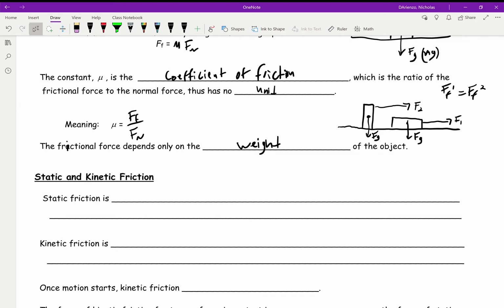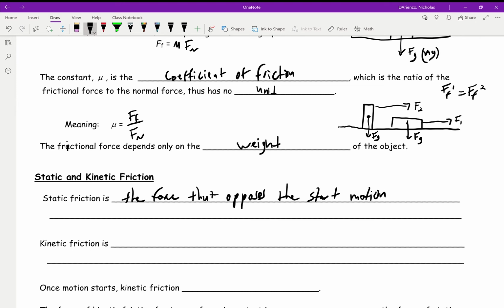Static friction, meaning when something is at rest, is the force that opposes the start of motion. So it's the force that's in play before an object actually gets moving. While the object is at rest, we can apply a force to something and have it not move. We have to apply a greater force in order to overcome that static friction.